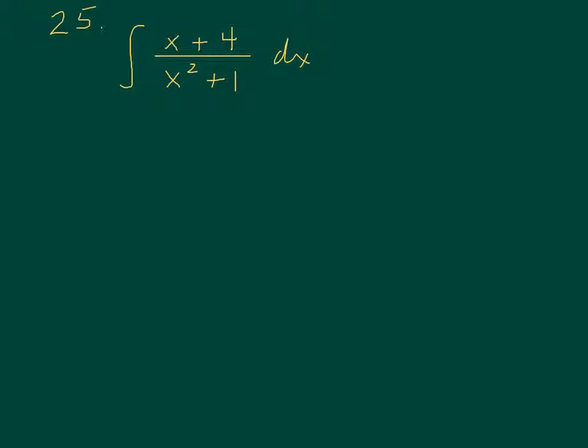Okay, so in problem number 25, we have this integral, and one thing that I notice about this integral right away is we have the sum of two terms in the numerator. So one thing that we might do is break this up into two separate integrals by breaking apart that fraction.